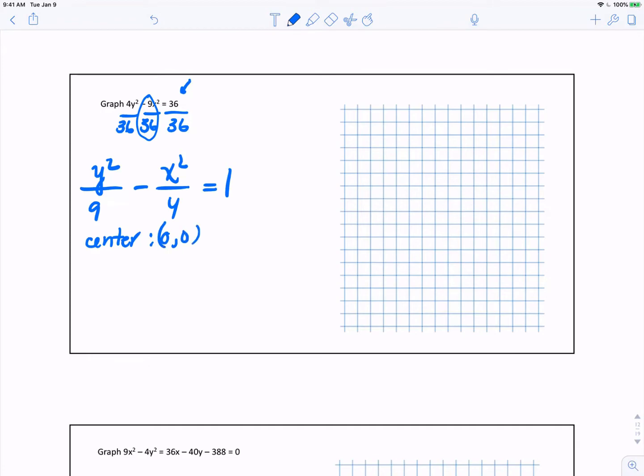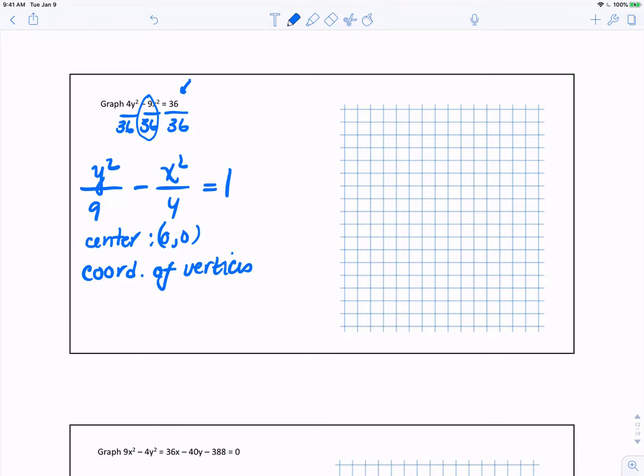Go ahead and see if you can sketch what this hyperbola looks like. So find the coordinates of the vertices, and then see if you can graph it for yourself.